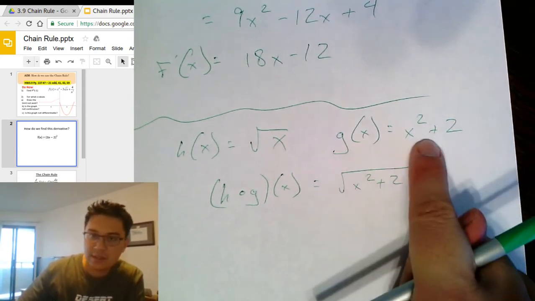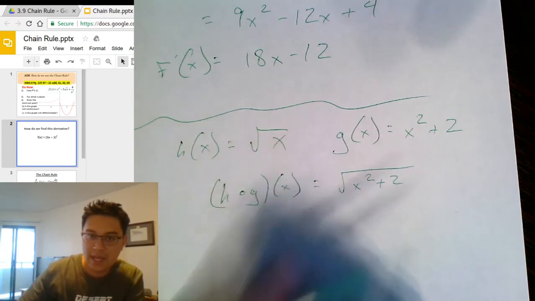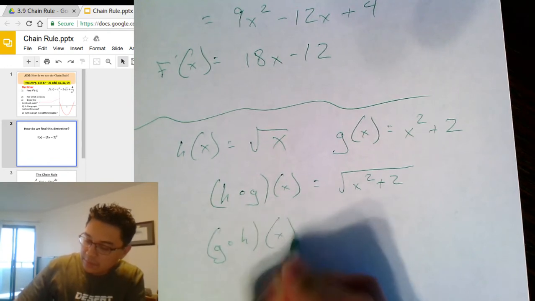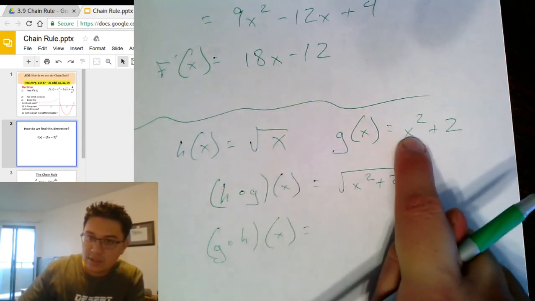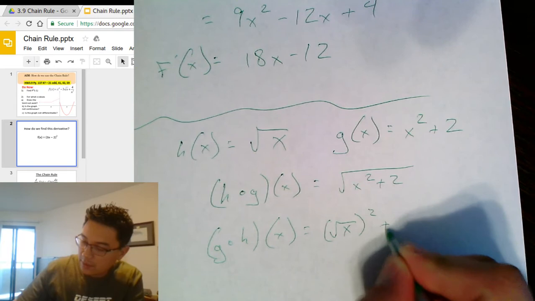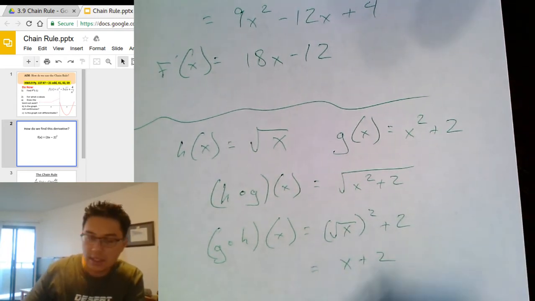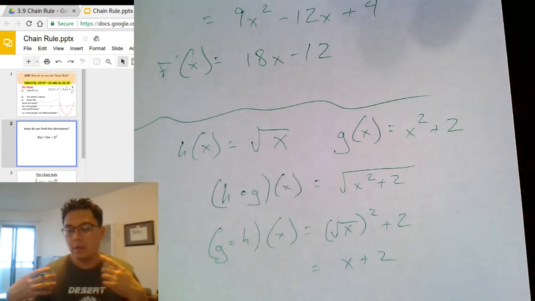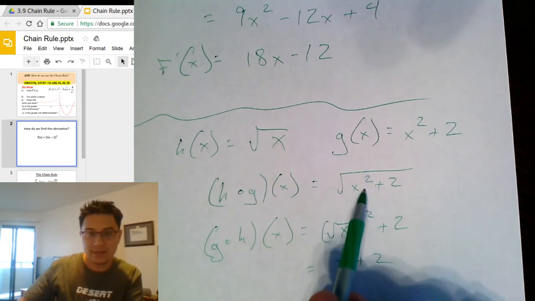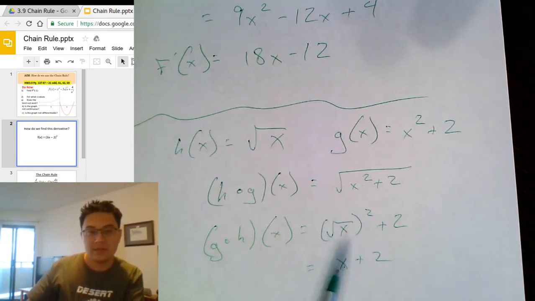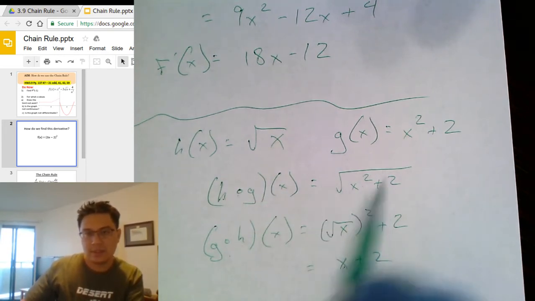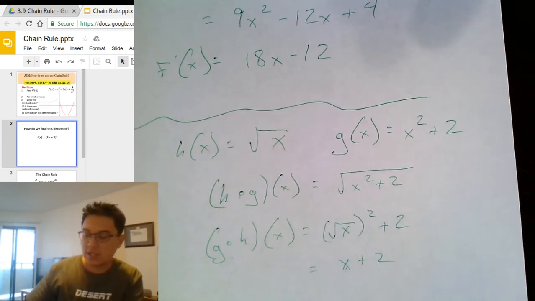We have taken g of x, and we have plugged it inside of h of x wherever we had an x. Likewise, we have g of h of x. So wherever we have an x in g of x, we're going to plug in the h of x. That'll give us the square root of x squared plus 2, which just simplifies into x plus 2. What we're going to be doing with the chain rule is how do we take the derivative of these things, because we can't simplify this into a polynomial. It turns out that we can with g of h of x, but we can't with h of g of x. So this one's a little bit different. There are some special rules that need to happen for that, and that's where the chain rule comes in.